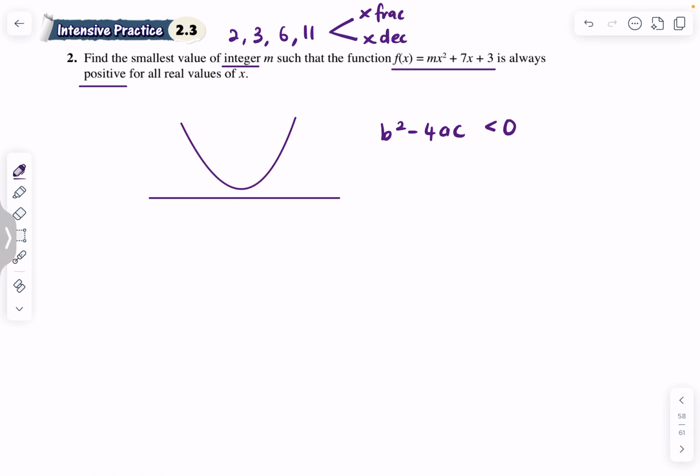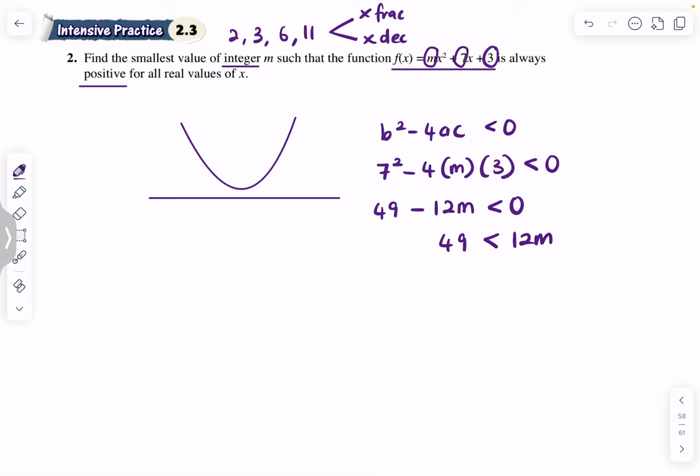Okay, then we put in the values. This will be a, this will be b, this will be c. So b square minus 4ac is smaller than 0. So 7 square minus 12m... 15m less than 0. So 49 is less than 12m. Okay, I bring this over that side. Making m the subject, it will be 49 over 12. So m is bigger than 49 over 12.